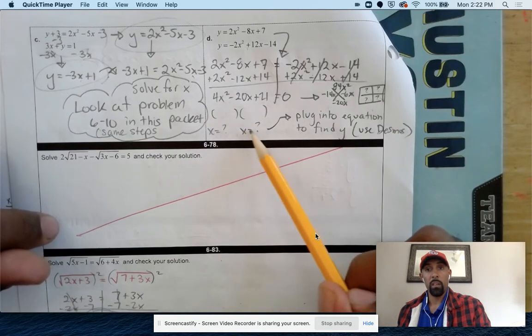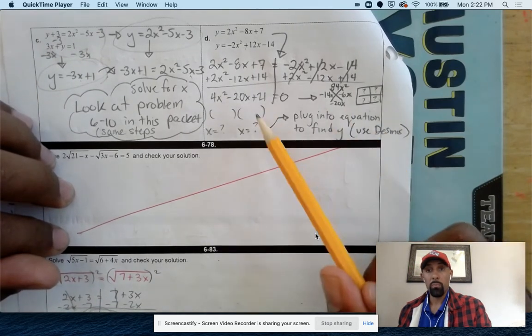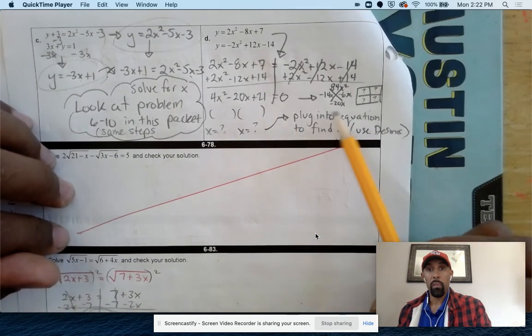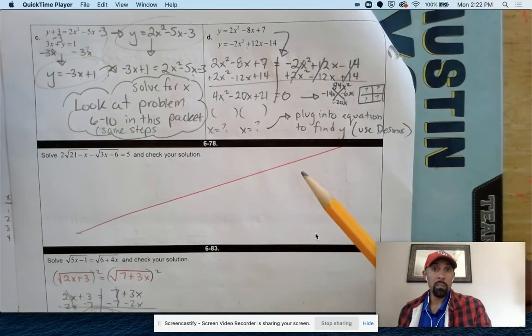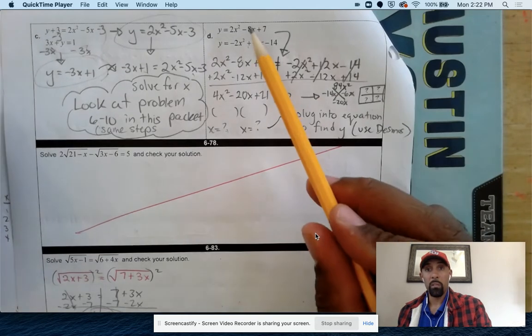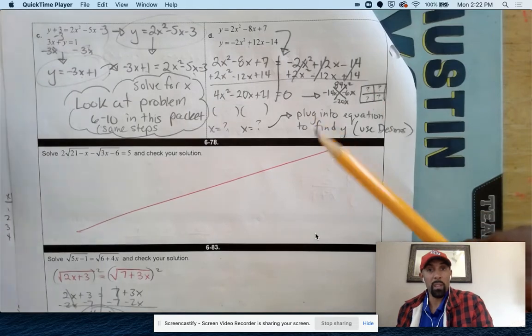figure out the solutions. Now, what you could do to find y, an easy way to do that, is to take your x and plug it into the equation using Desmos. Because some of these are going to be fractions, and it might be a little hairy to plug that into a fraction, or it just honestly might save you some time to plug it in.